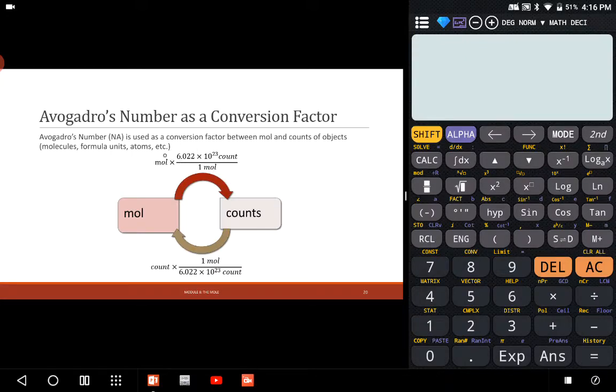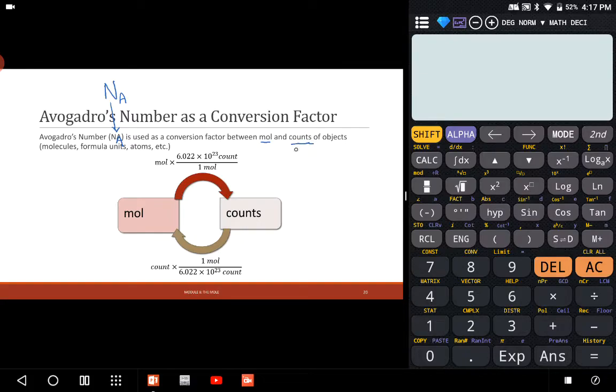So molar mass was our conversion factor to convert between the units of moles and grams. Whenever we're trying to convert between the units of moles and individual counts of objects, we're going to be using Avogadro's number. Avogadro's number, this should be a subscript A, another thing I have to fix later. So that's a subscript A there. So Avogadro's number is used as a conversion factor between whenever you have counts of objects and moles.